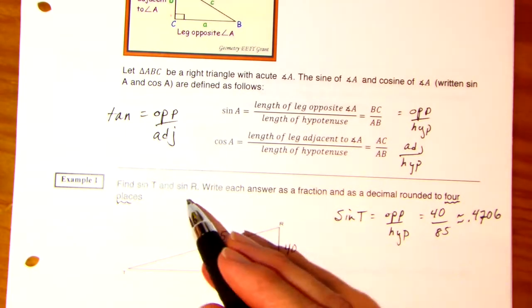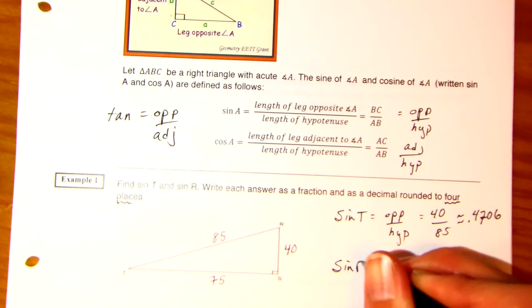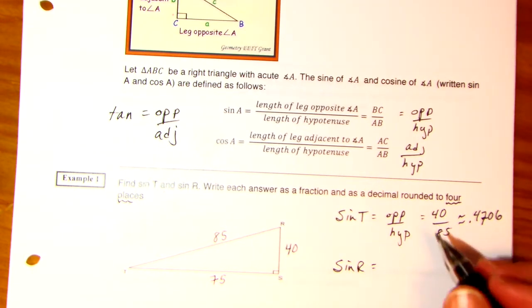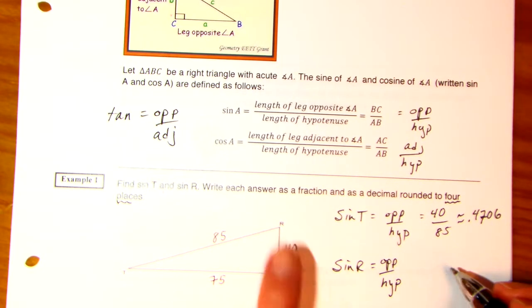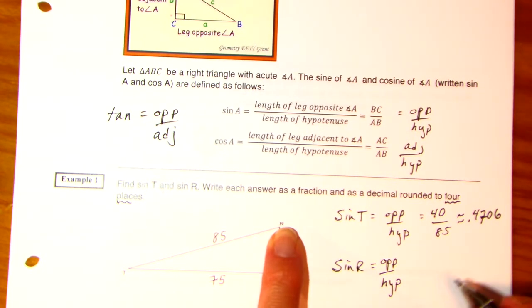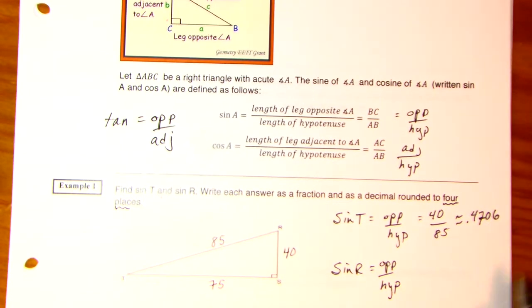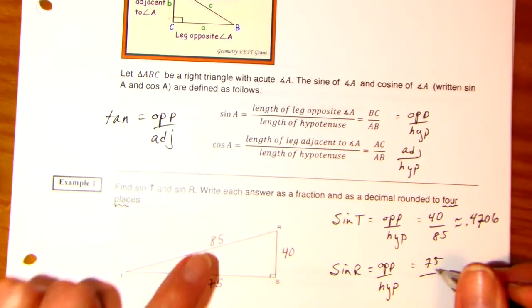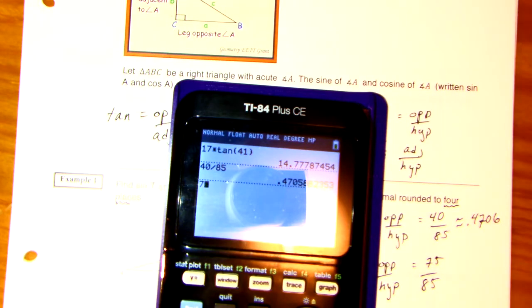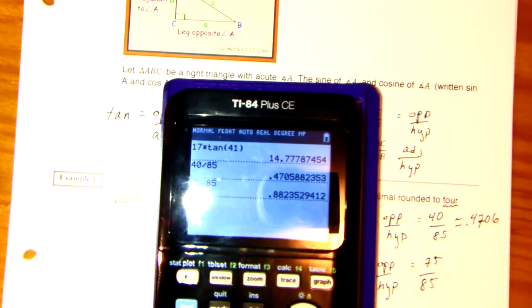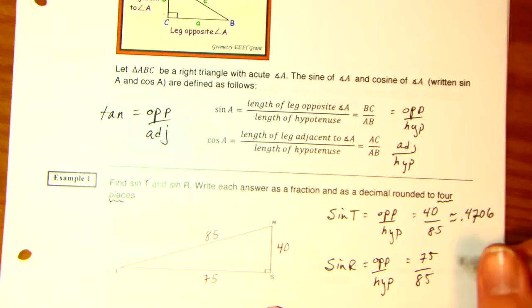All right, how about sine of r? Okay, sine of r, again, sine is opposite over hypotenuse. But r is up here. So the opposite of r is going to be 75. And the hypotenuse is 85. So if I take 75 divided by 85, I'm going to get 0.8824. So far, so good? Okay.